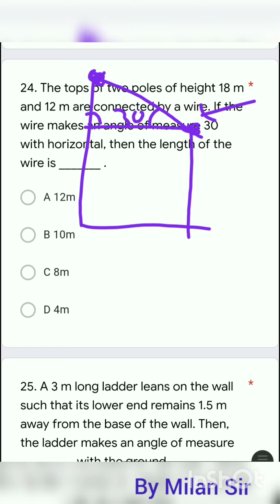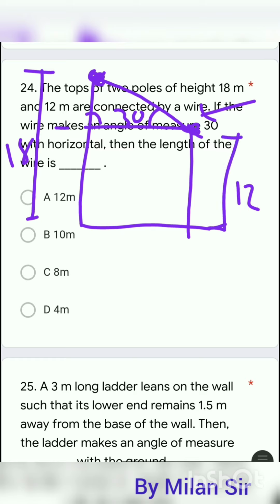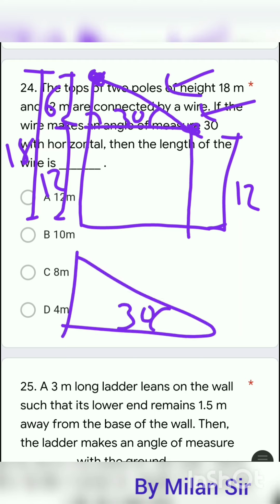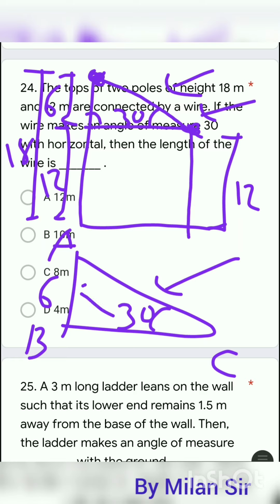Right? Now the height of this is 18 and here 12. So this is also 12, right? So the upper part is 6, right? 12 plus 6 is 18. So finally our upper triangle is like this, 30 degree, and here 6. If we give the name ABC, and we need to find the length of the wire, here our wire is AC, right? The tops of the two poles are connected by a wire, so the wire is AC. So here we have the opposite side and we want to find the hypotenuse.